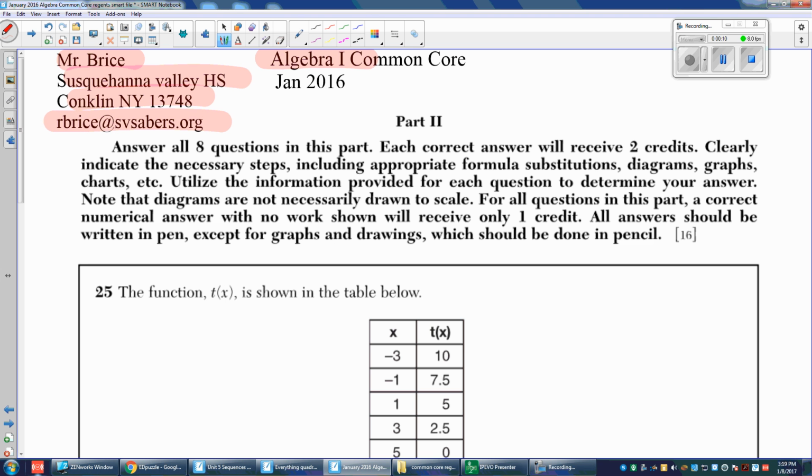We're doing the Algebra 1 Common Core Regents from January 2016, the actual questions that they gave. Now we're on number 25, which is the first of the part 2 questions. They will receive 2 credits each.